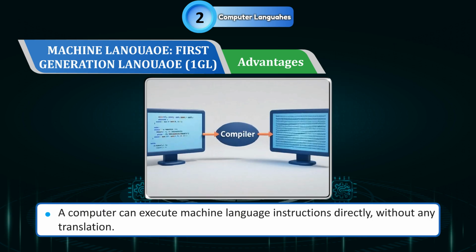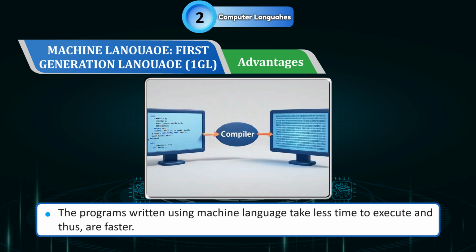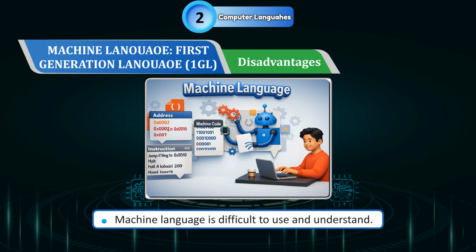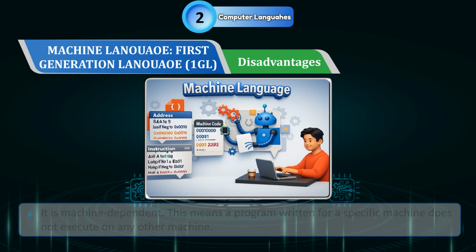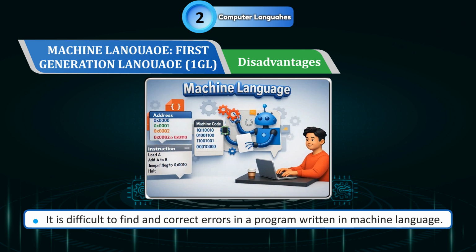Advantages: a computer can execute machine language instructions directly without any translation. The programs written using machine language take less time to execute and thus are faster. Disadvantages: machine language is difficult to use and understand. It is machine dependent. This means a program written for a specific machine does not execute on any other machine. It is difficult to find and correct errors in a program written in machine language.